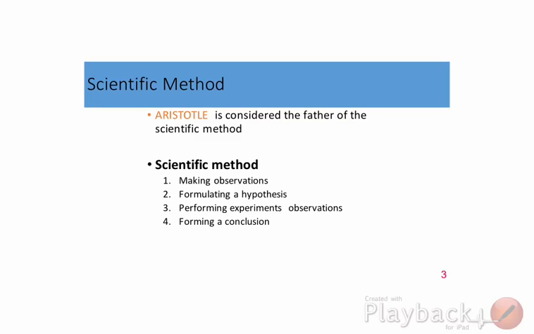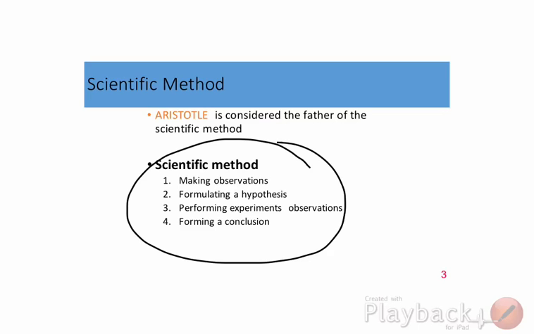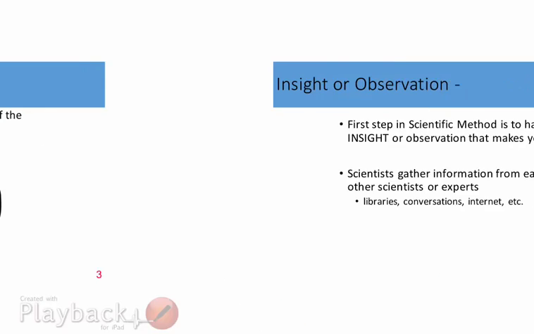Aristotle is considered to be the father of scientific method, and in making the scientific method, there are certain number of steps. First is making an observation. Second, formulating a hypothesis. Third, performing experiments, observations, collecting data, and then finally forming a conclusion. And once you make the conclusion, then you make a theory.